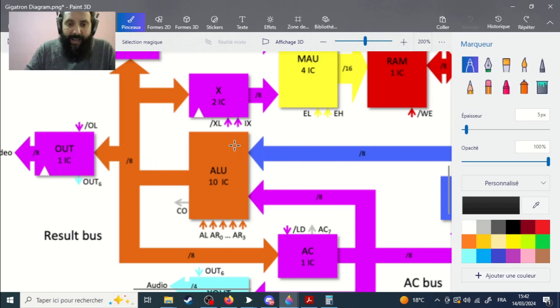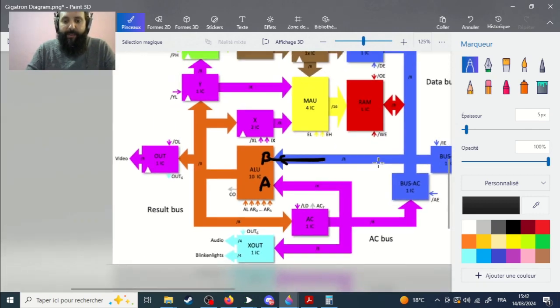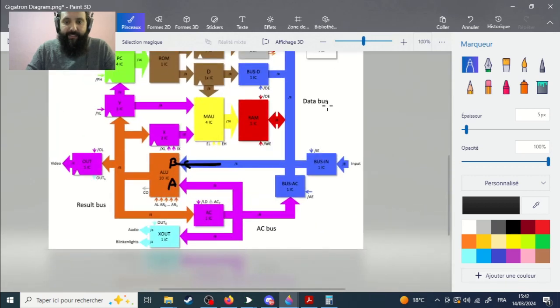The ALU has two inputs, B and A, and the entrance B comes directly from this bus, from the data bus. And the data bus, I will explain that later. But we have to focus now on the B input.